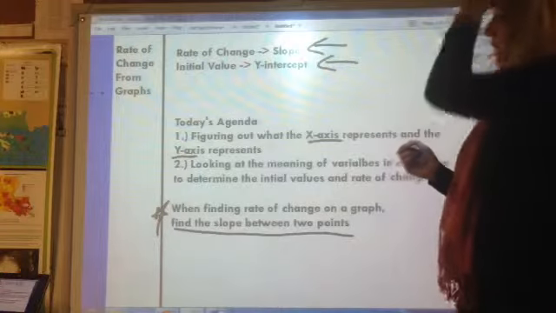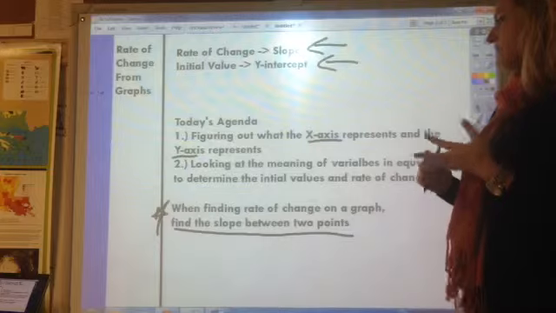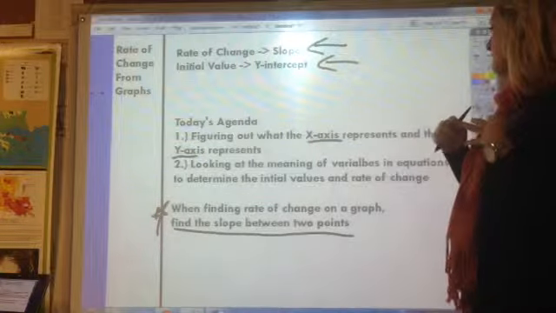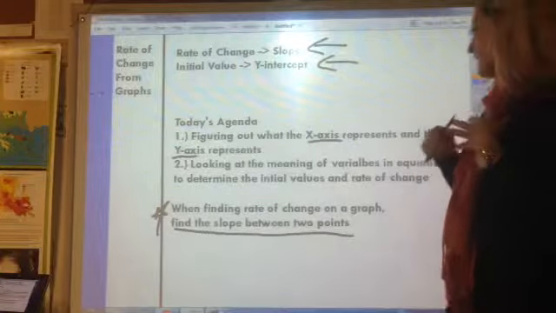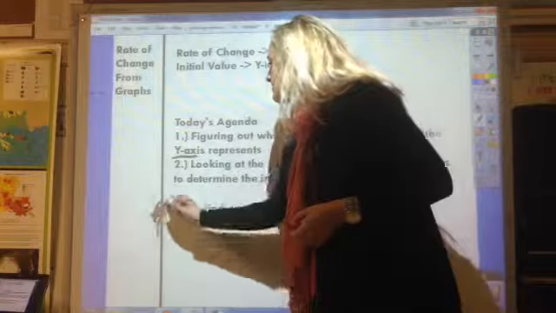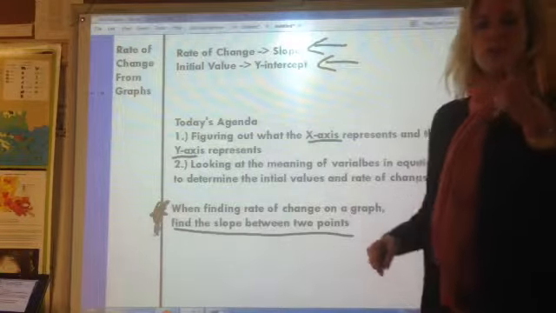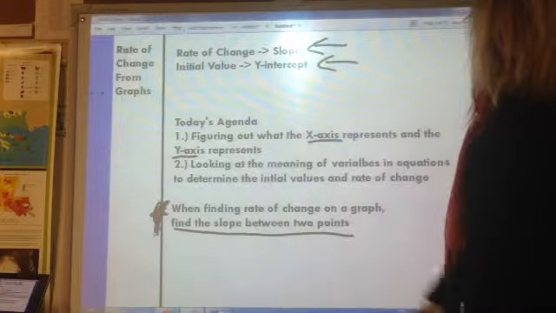Our agenda for today is figuring out what the x-axis represents and the y-axis represents, looking at the meaning of variables and equations to determine the initial values and rate of change. This last bullet point I definitely want you to write. When finding rate of change on a graph, find the slope between 2 points. Write that on your notes page.